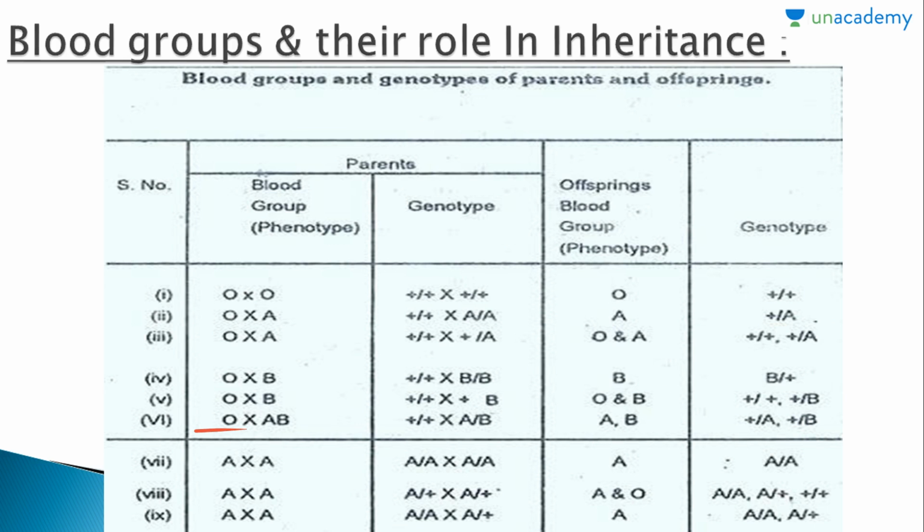Now in the case of O and AB, the genotype can be positive and AB. The offspring blood group can be A or B or AB, so the genotype can be A positive or B positive. Then we have the blood group phenotype of parents of A. Here the genotype could be AA or A positive, or A cross A positive. So the phenotypes could be A here and A and O here, and in this case only A, and the genotype in this case can be A. In this case it can be A positive or O positive, and A in this case and A positive.